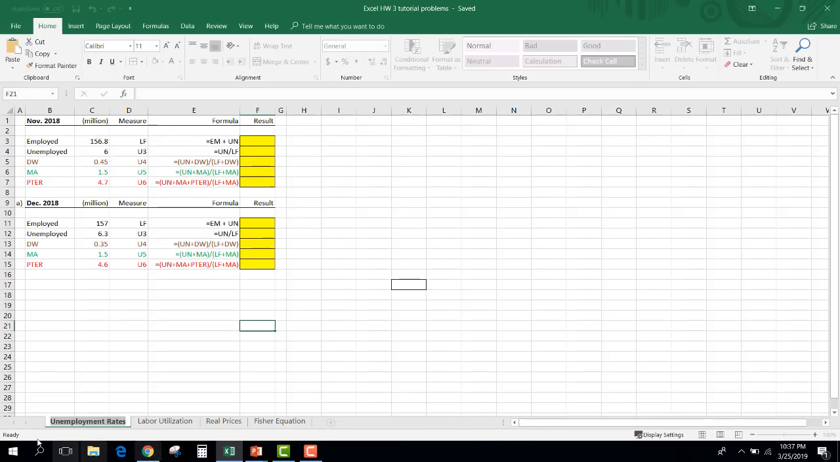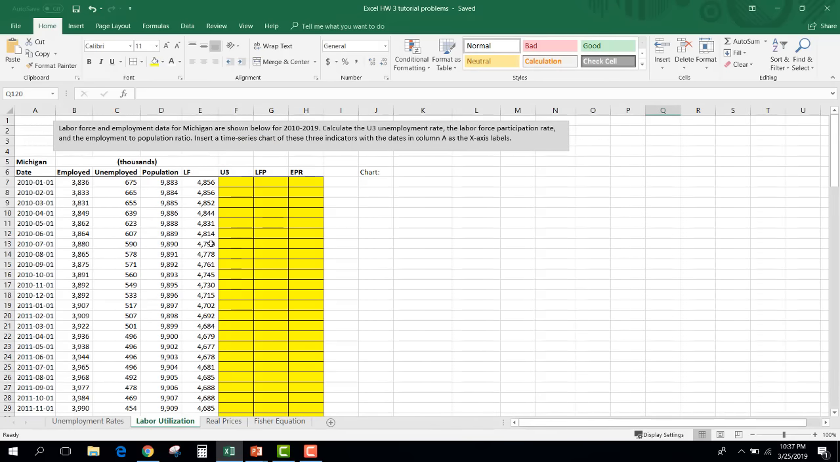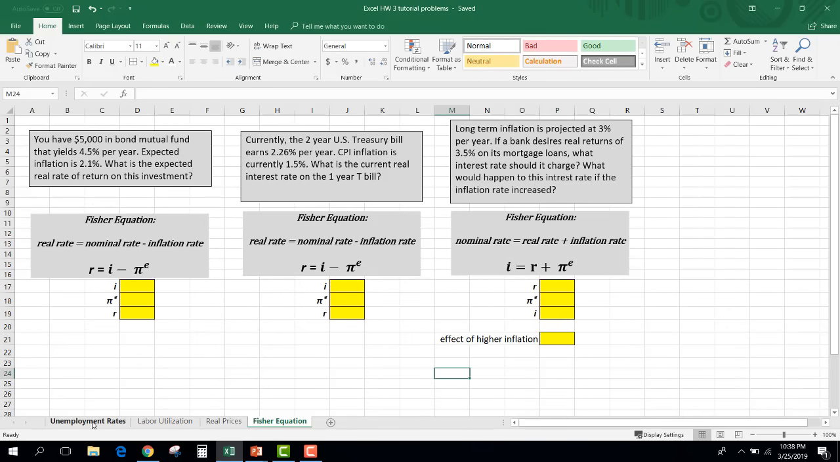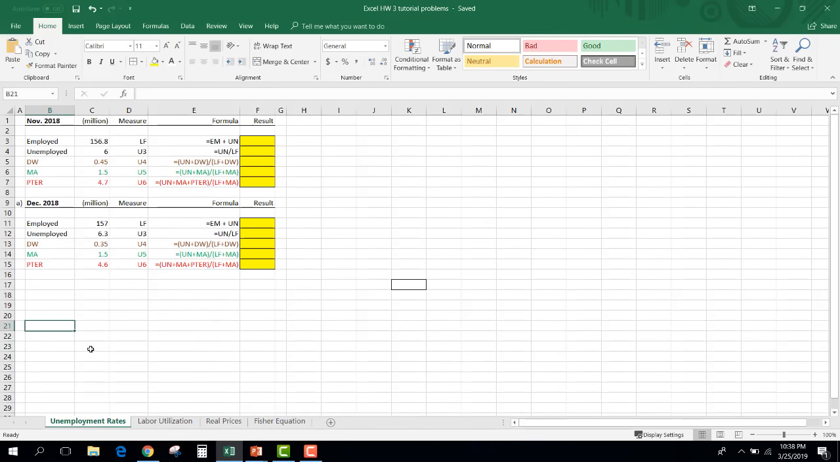So this is exactly what your Excel file will look like for the homework. I've changed the numbers in these problems, but you will have one on unemployment rates like this, one on labor utilization, one on calculating real prices, and one on Fisher equation problems. This is exactly like what we've done in class with the Excel exercises if you've been following along in class. And there's really not much to it.